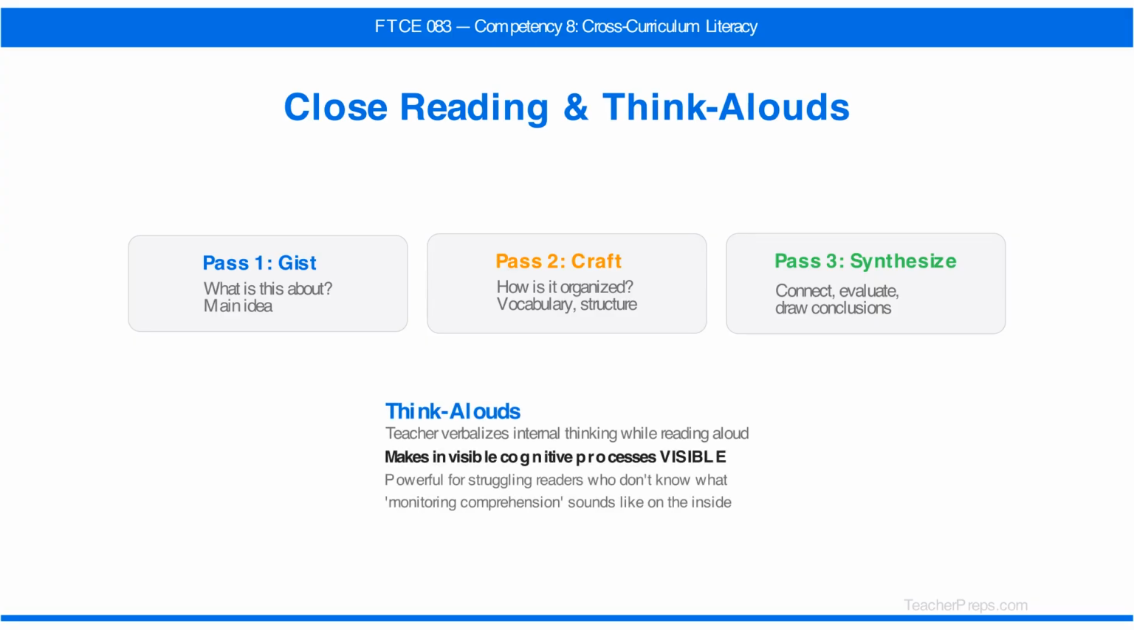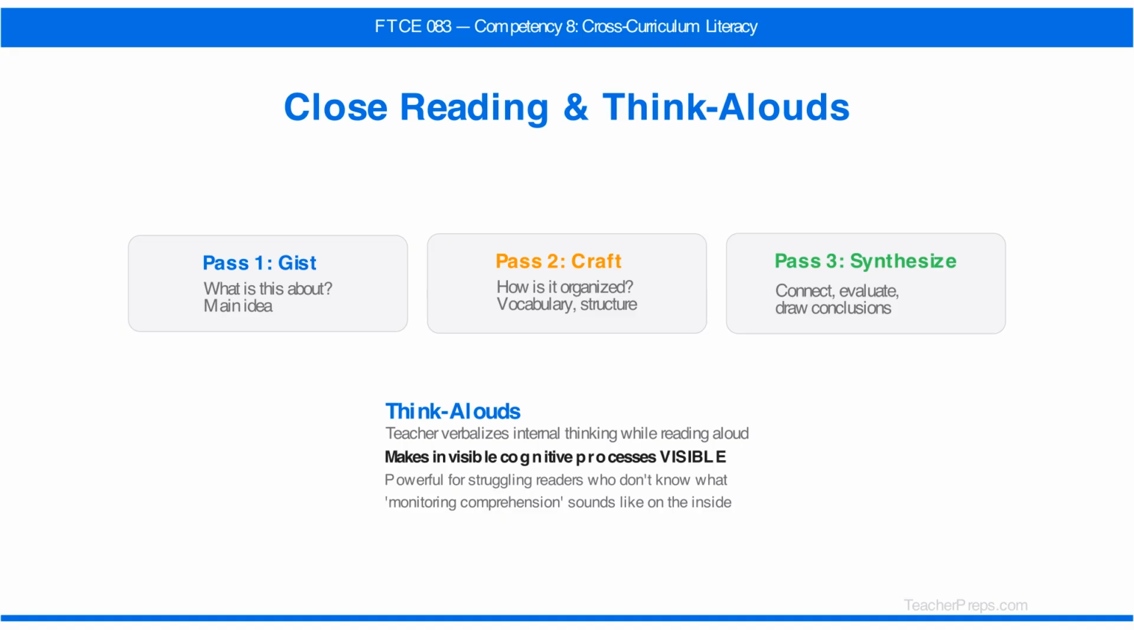The third pass is for synthesizing and evaluating. Students connect the text to other texts, evaluate the author's claims, form their own opinions, and draw conclusions. A critical feature of close reading is that students engage with the text itself, not with background lectures or summaries. The text is the primary source of evidence for all discussion and writing.